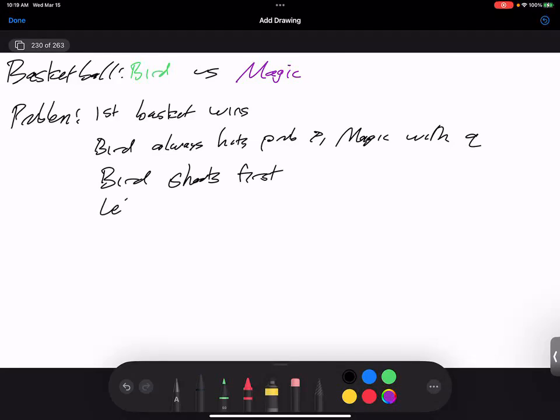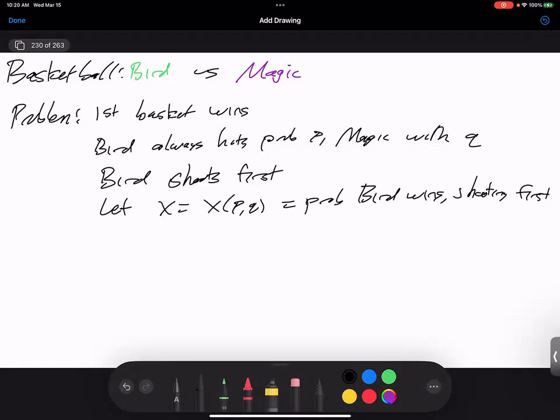So let X, which is really a function of P and Q, be the probability bird wins shooting first. Okay. Do you think that's the same as the probability bird wins if Magic shoots first? Only if Magic can't make a basket, right? And that is not a reasonable assumption if you know anything about basketball. So it's going to matter, and we need to keep track of who is shooting. Gee, this sounds a lot like the backgammon doubling problem, where we have to keep track of who's shooting.